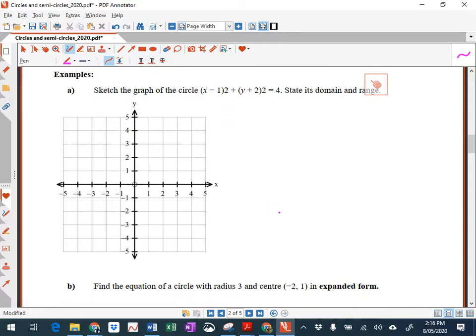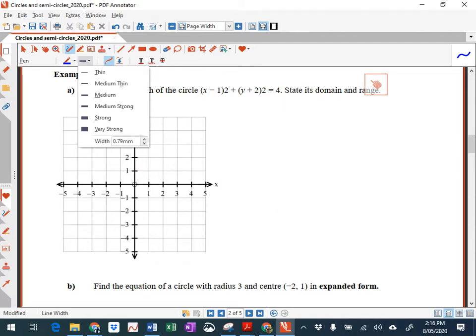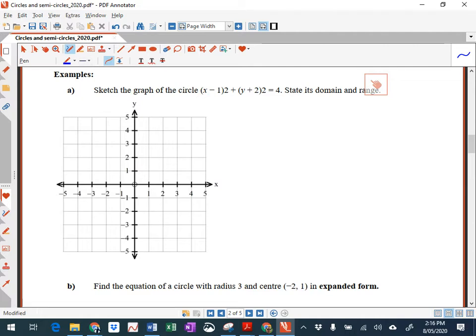Sketch the graph of this circle, (x minus 1) squared plus (y plus 2) squared equals 4. Now, let's think about this. I think my pen just fell. Here we go. Let's just change the thickness. I've just realised that the formatting there is not correct. That should be (x minus 1) squared plus (y plus 2) squared equals 4. You can see these 2's didn't get formatted properly.